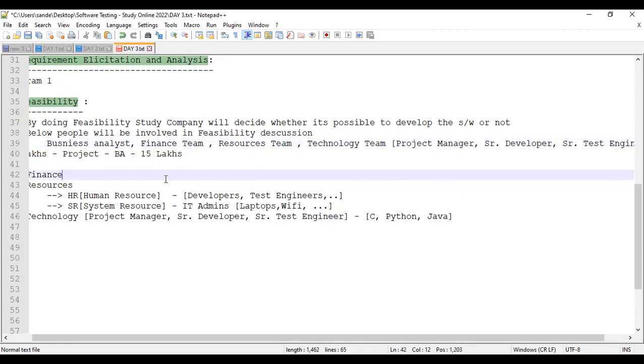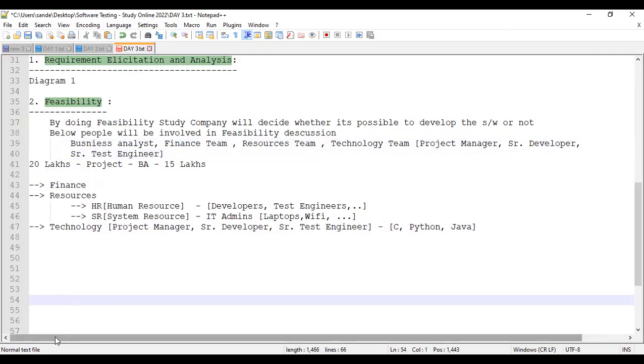Is that clear, guys? Please do respond. Is that clear for everyone? I want a very quick response from your side. Is that clear for everyone?